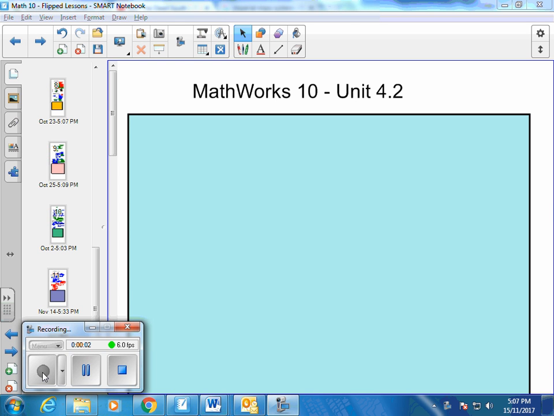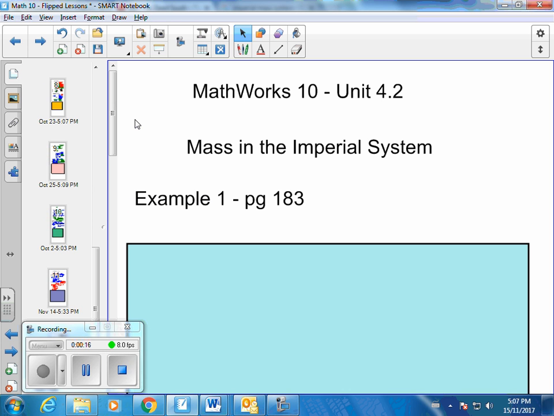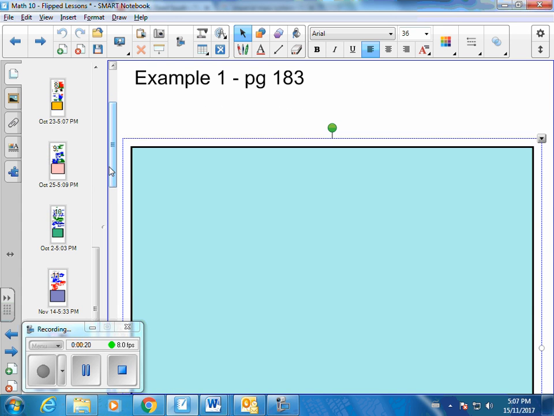Welcome to math class. We are continuing on the MathWorks 10 workbook looking at unit 4.2, which is mass in the imperial system. So we are looking at pounds, ounces, tons, all those kinds of things. What we're going to look at first is the example on page 183.